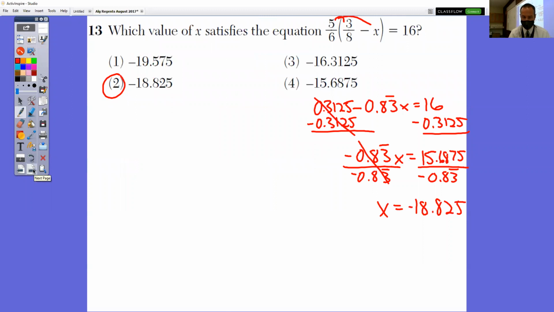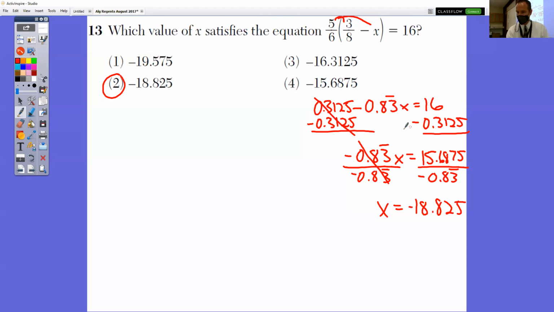Just answer number 2. They give you a lot of excess information there. In question number 13, which value of X satisfies this equation? You have to take the number outside the parentheses and multiply it by both of the things inside the parentheses. I'm not a fraction person. I don't necessarily like working with fractions, so I changed them to decimals. I multiplied them out and changed them to decimals.